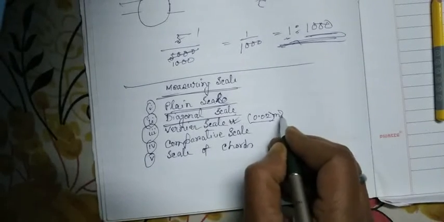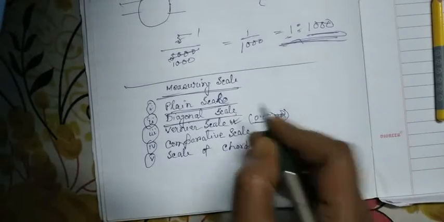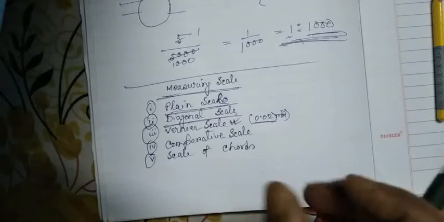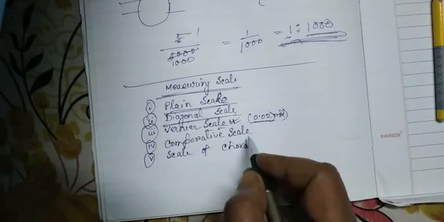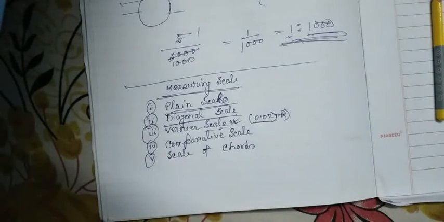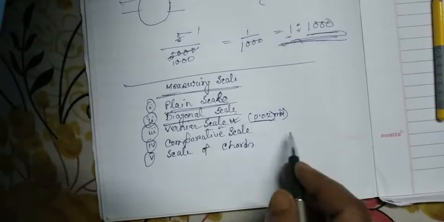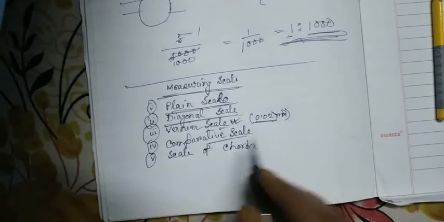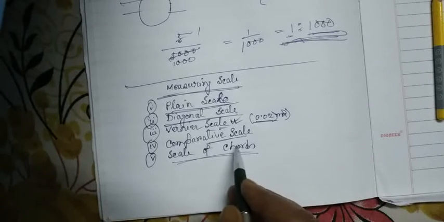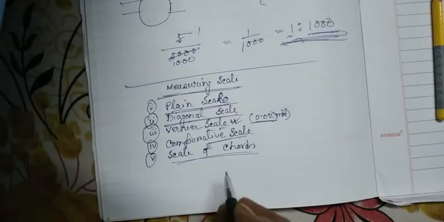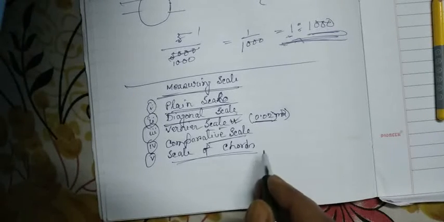0.02 millimeter, that is the least count of a vernier scale. It means we can measure very small distances with the help of this vernier scale. And there is a comparative scale, where we compare two things and can measure any distance. Another is the scale of chords, which is a measurement of chords.